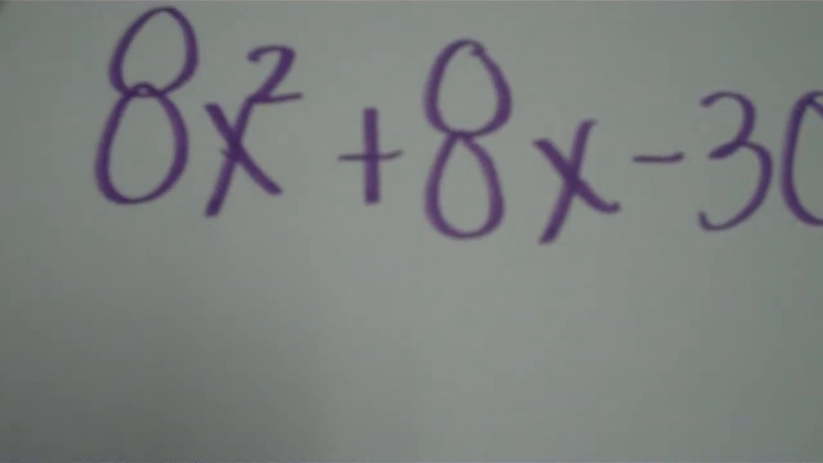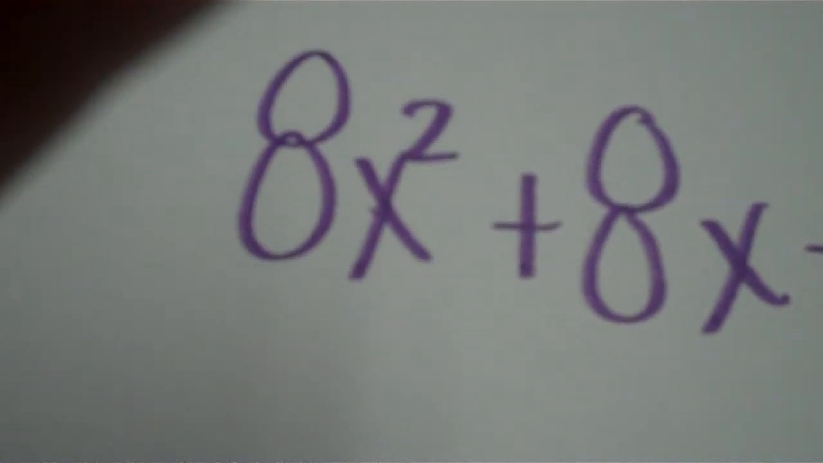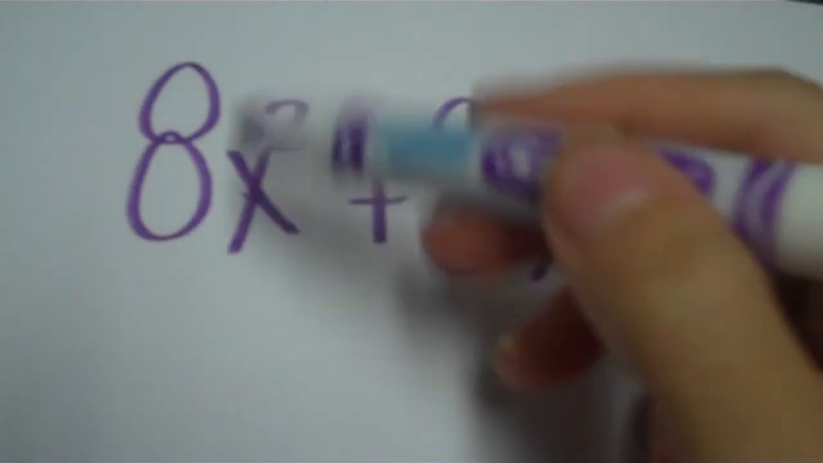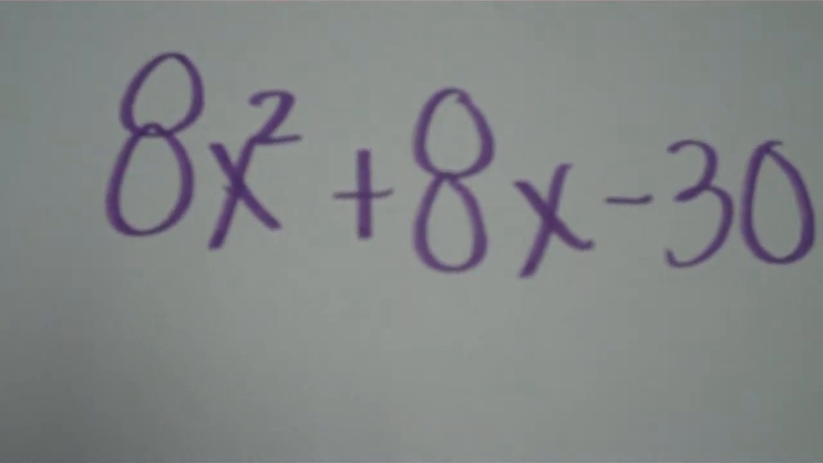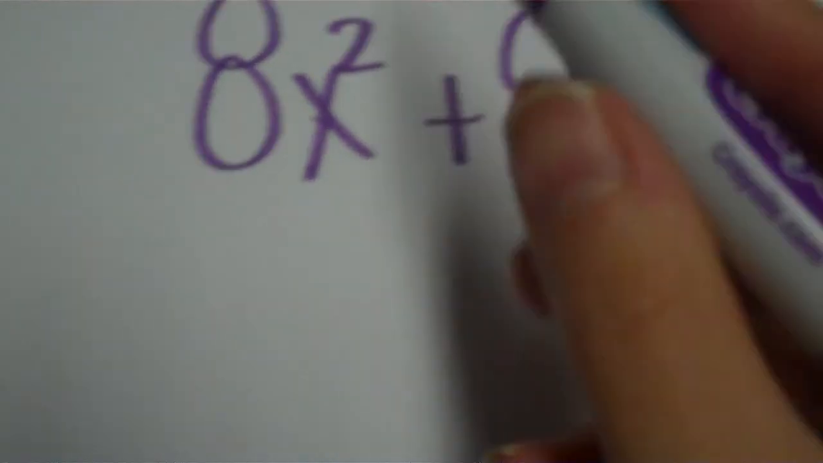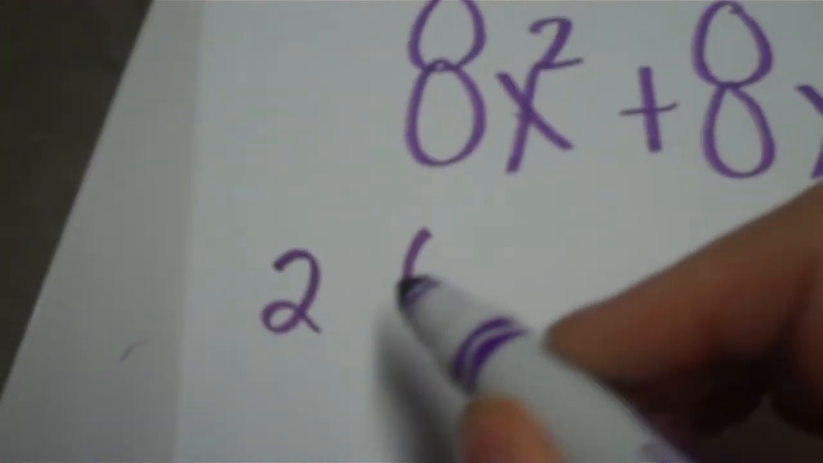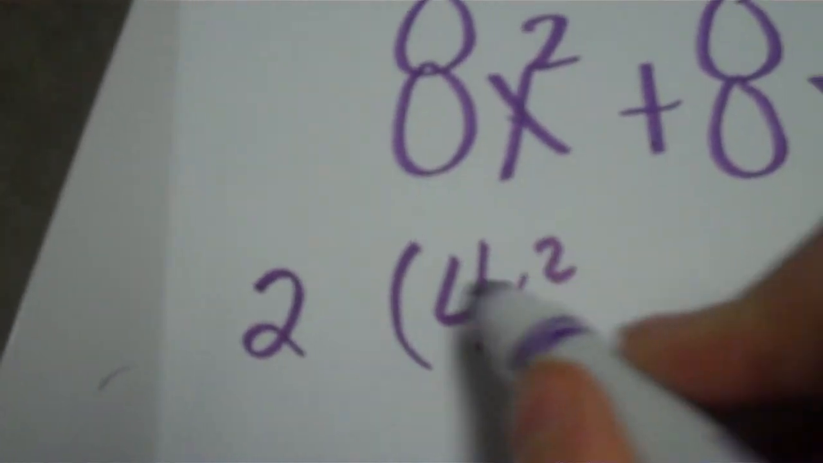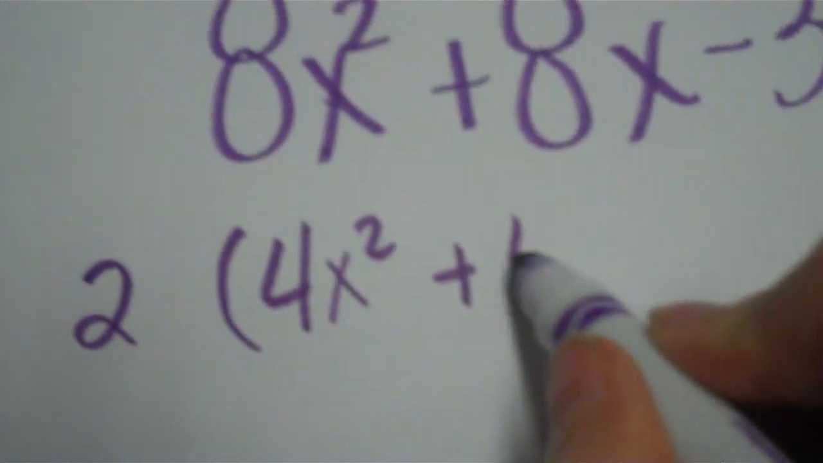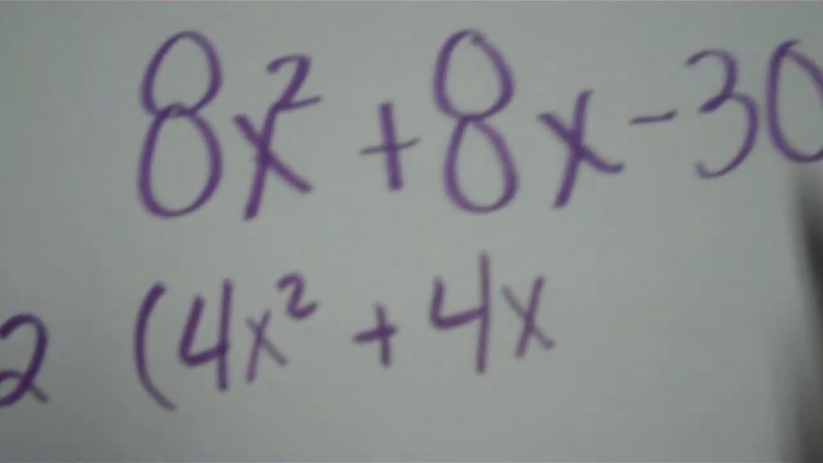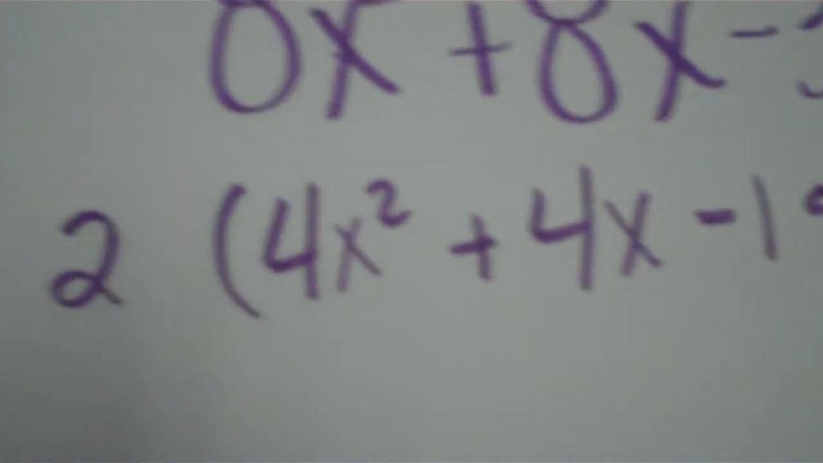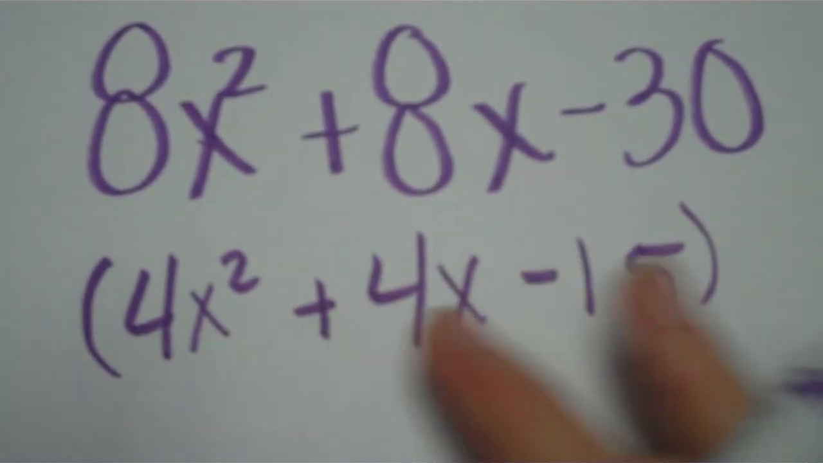If you remember, our very first step is, if possible, you must factor out the greatest common factor. So is there a number that goes into 8, 8, and 30? Yes, there is. That number is 2. So we're going to pull out the 2. And then 2 times what is 8? It's 4. 2 times what is 30? 15. Okay? So this is my new information.